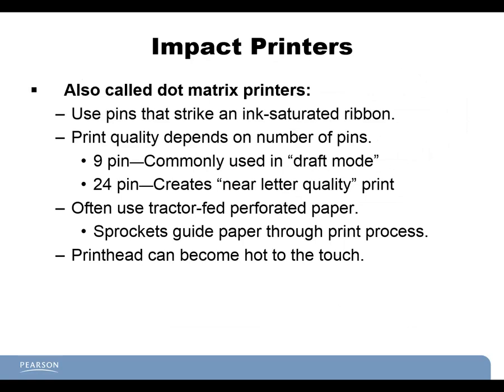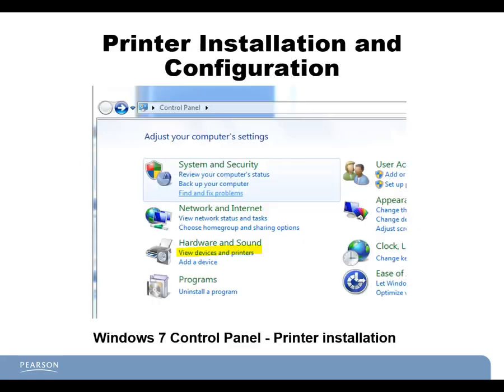Impact printers are the traditional dot matrix printers. These use pins to strike through a ribbon to print onto paper. These often use that tractor-fed paper that we all call computer paper that you've seen before. There are two different types, 9-pin and 24-pin. 9-pin is usually a draft mode and is faster. 24-pin creates what's called near letter quality. And one thing to be aware of is that these get hot to the touch, so be careful if you're working on one of these. The print head gets very hot.